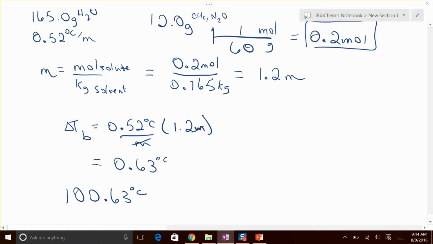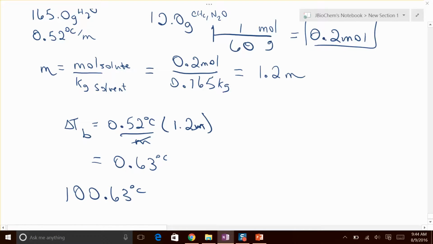So the new boiling temperature is 100.63 degrees Celsius. Okay? Wait, why couldn't you just, so it's delta T equals KB times molality, why can't you just, is that the equation? That's the equation. If you already have the KB and the molality, why don't you just multiply those together? We did. That's exactly what we just did. 0.52 times 1.2 equals 0.63. And so that means your boiling temperature changes by 0.63 degrees Celsius, so it's going to go from 100 to 100.63 degrees Celsius.